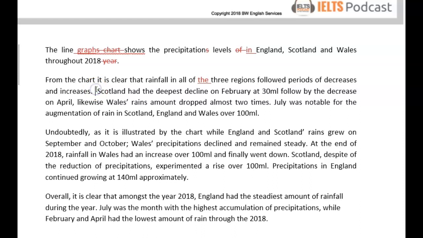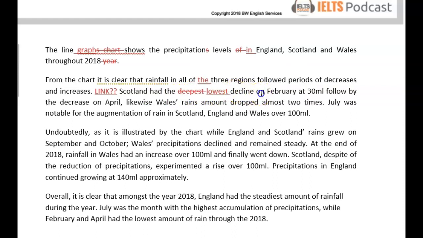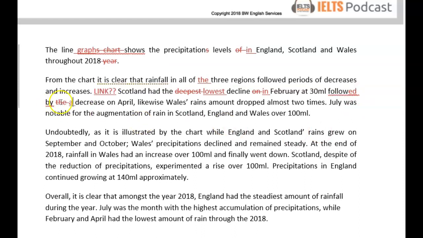Scotland. And you would need a linking expression here, something to connect. Scotland had the deepest decline in February, lowest first of all, and you use in with months. In February at 30 ml, followed, grammar, followed by a decrease in April. Okay, I'm not going to correct the on anymore. I'm going to simply mention that you really need to correct it just as you did here, okay?